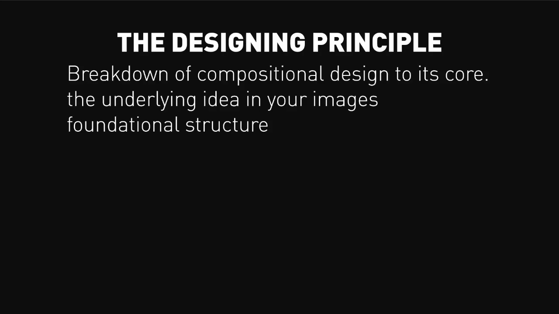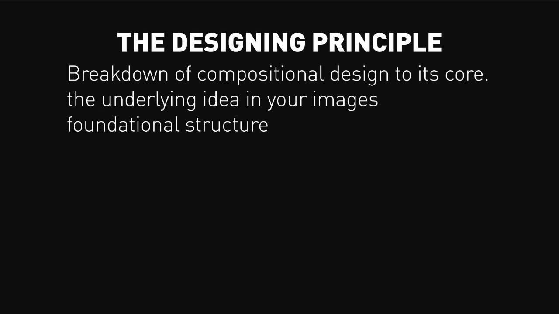Alright, so some of that may seem a bit heavy. There's a lot to kind of process. Is there a simple way to approach compositional design with a few values, using line, shape, pattern and stuff? And I feel that there is. I was taught that there's something called the designing principle, and that's just a fancier term for a simple approach to the matter. What this is considered is the breakdown of compositional design to its core, the underlying idea in your image, the foundational structure in a sense.